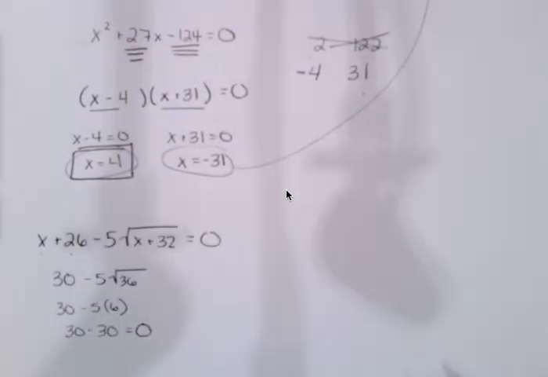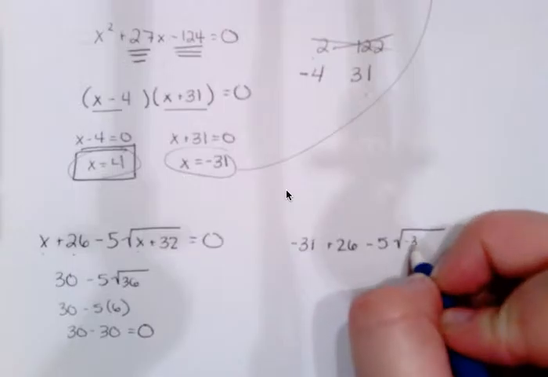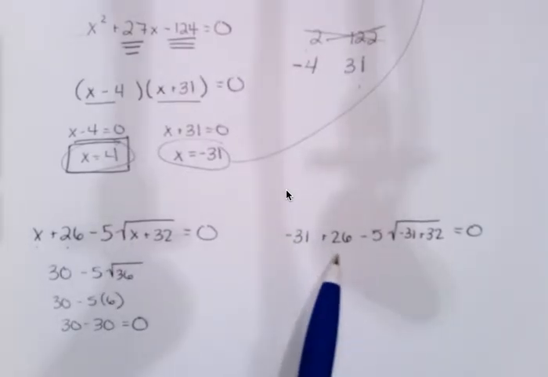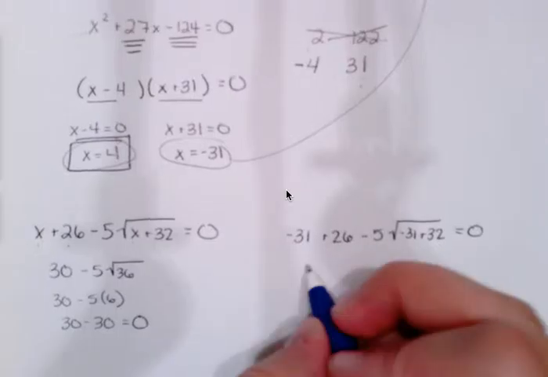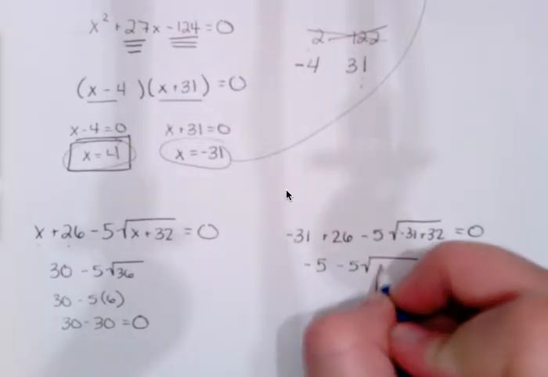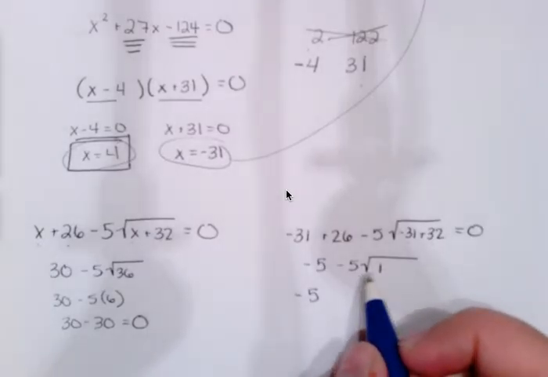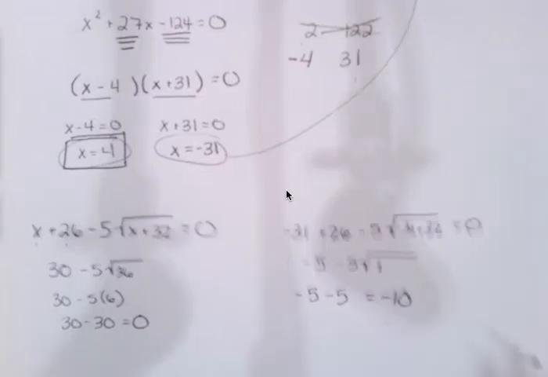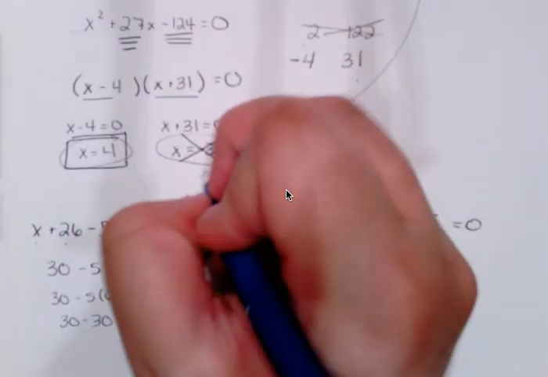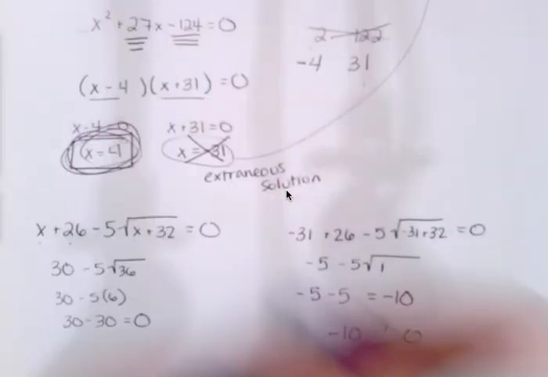So now I've got to plug in negative 31. If I plug in negative 31 into my equation, I wanted it to equal 0 in order for this to work. Well, negative 31 plus 26 is going to be negative 5, minus 5 times the square root of negative 31 plus 32, which is 1. So I get negative 5 minus, well, the square root of 1 is 1, 5 times 1 is 5, which is equal to negative 10. Negative 10 is not equal to 0. So that means negative 31 is an extraneous solution and does not actually work. So our only answer then is x equals 4.